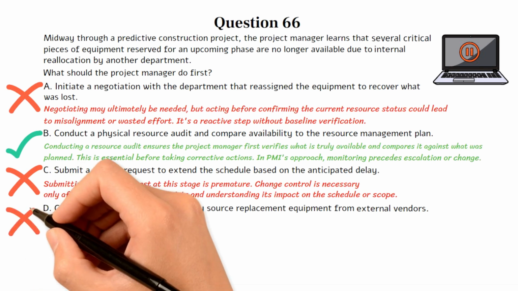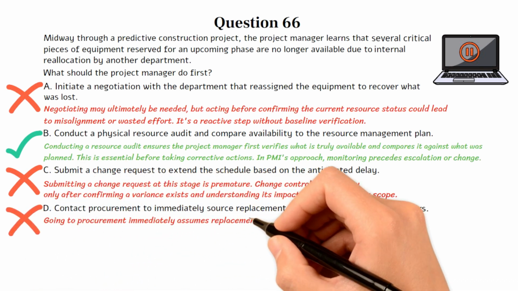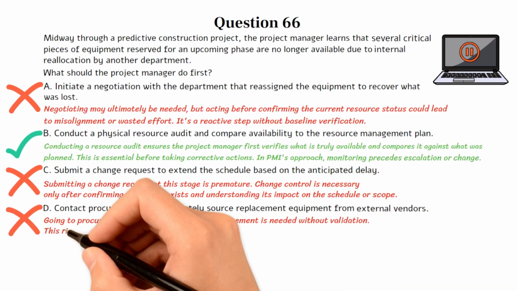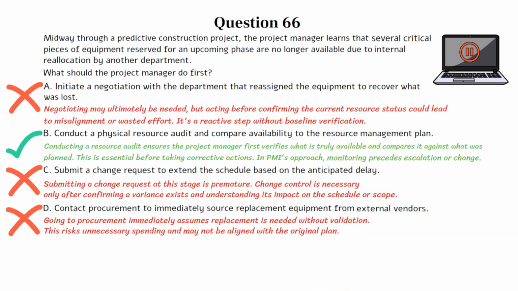Choice D is incorrect. Going to procurement immediately assumes replacement is needed without validation. This risks unnecessary spending and may not be aligned with the original plan. Let's move on to the next question if you're ready.